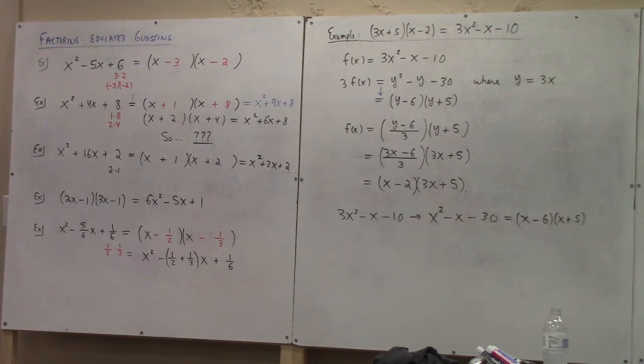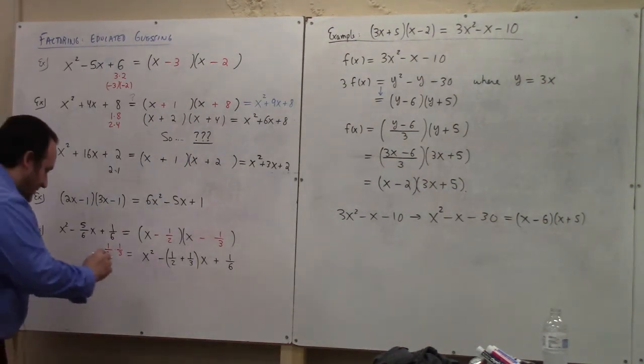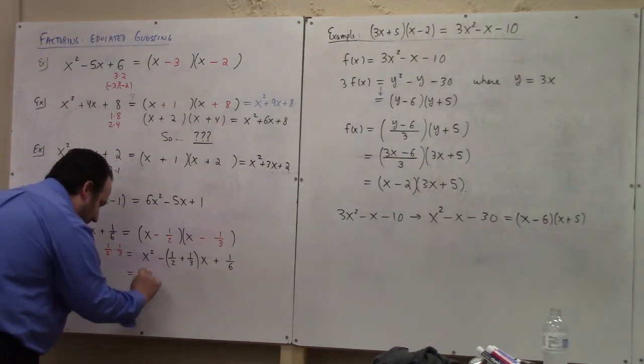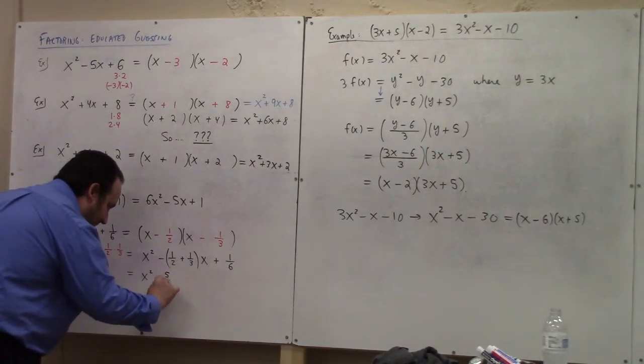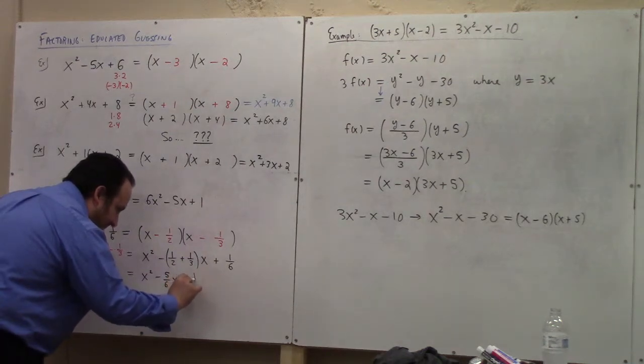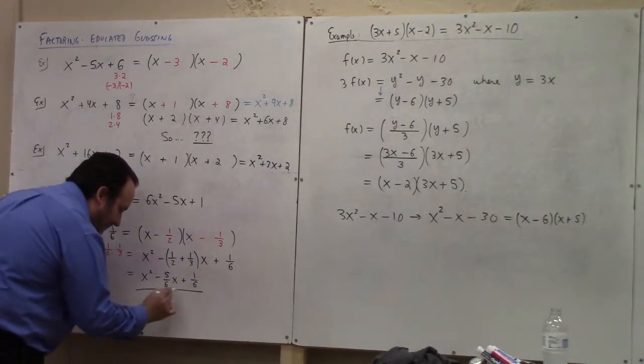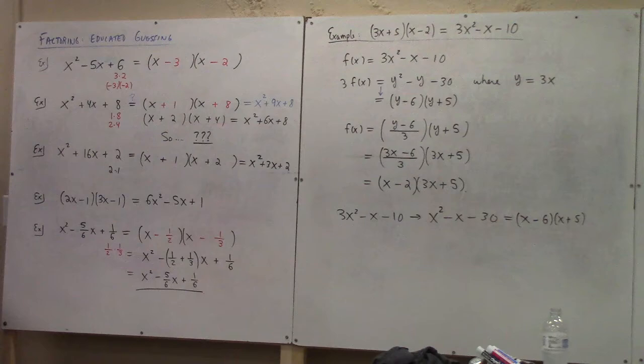How would you add 1/2 and 1/3? Make a common denominator, right? What's the common denominator for 1/2 and 1/3? 6. So 1/2 is 3/6, 1/3 is 2/6. 3 plus 2? 5. So looks like Brianna was right. So it looks like it works, right?